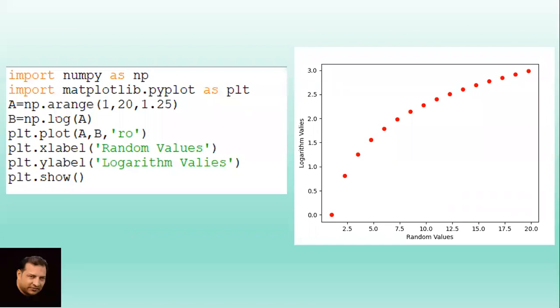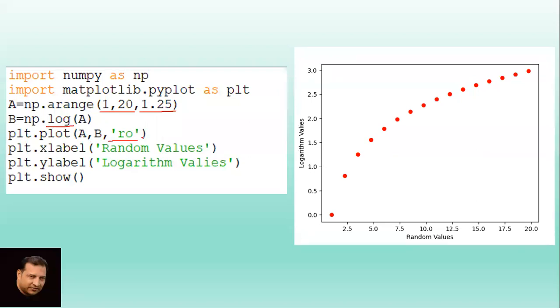See this code. Import numpy as np, import matplotlib.pyplot as plt. A is equal to np.arange. We need numbers between 1 and 20. So 1, 20, and these numbers will be 1.25 apart. B is equal to np.log(A). Log function is used to find out logarithms of some values. So we have given log A. plt.plot(A, B, 'ro').